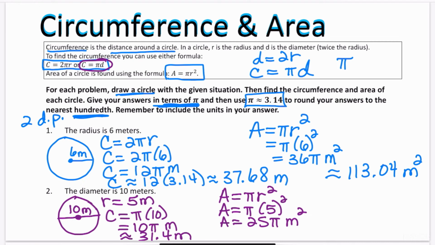And then go ahead and take your calculator, multiply 25 times 3.14, and the answer is going to be approximately 78.5 square meters. And there you have the drawing of the circle. You found the circumference and the area in terms of pi. That means leave pi in the answer, and then using pi approximately equal to 3.14 to round your answers to the nearest hundredth with the units included in your answer.